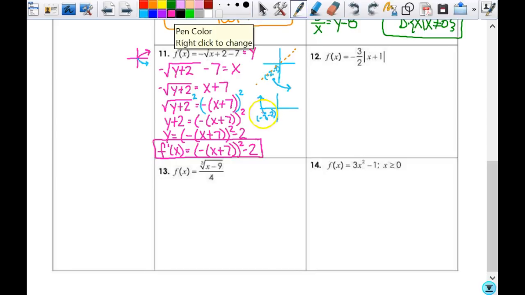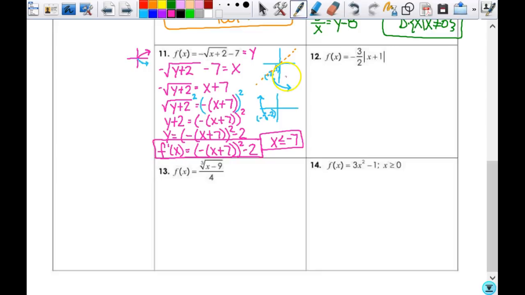Therefore, that means that all of my x's here have to be less than or equal to negative 7. So let's see if I could have known that before drawing all this or even before doing this here. Well, remember, we are exchanging x and y. So since x becomes y and y becomes x, the domain becomes the range and the range becomes the domain.